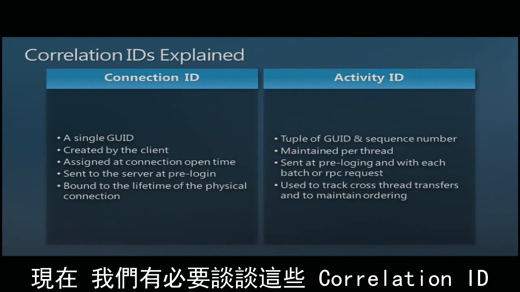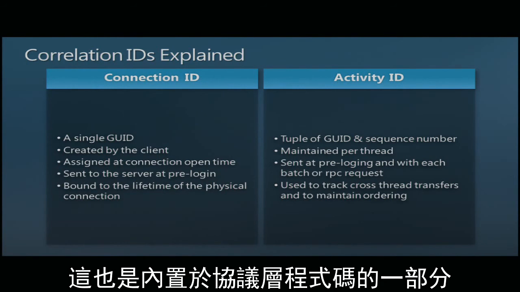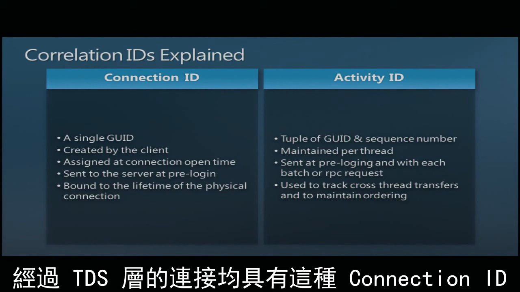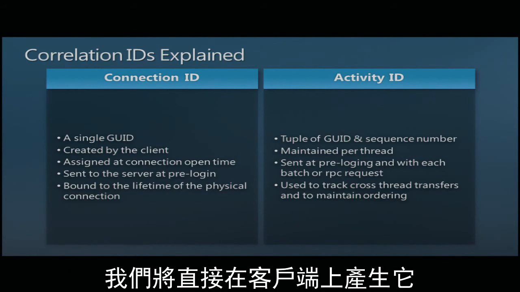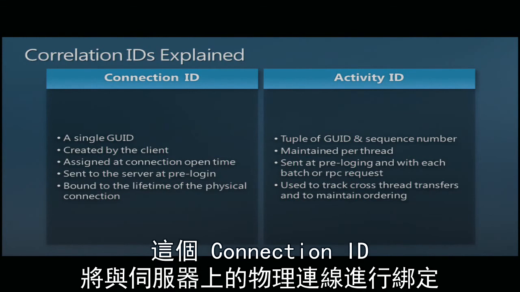Now, it merits talking about these correlation IDs a little bit. The connection ID that we talked about is a single GUID that we're going to be able to generate on the client. And this is part of the code that's built into our protocols layer. So OLE DB, ODBC, the stuff that goes through our TDS layer has this connection ID. We generate it right there on the client, and we send it up to the server at pre-login. And this connection ID is going to be bound to the lifetime of a physical connection on the server.